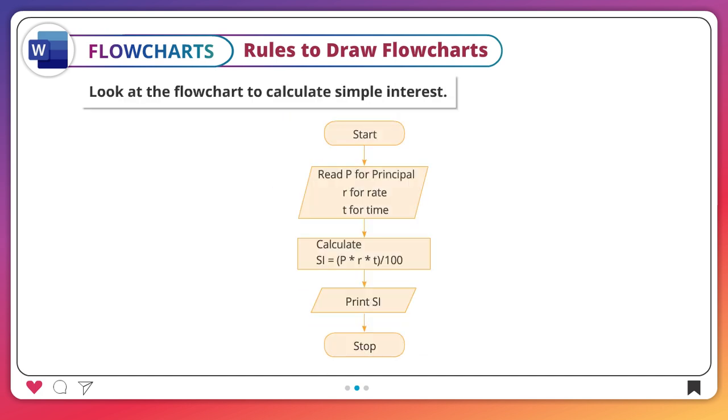Look at the flowchart to calculate simple interest. Start. Read P for principal, R for rate, T for time. Calculate SI is equal to P multiplied by R multiplied by T divided by 100. Print SI. Stop.